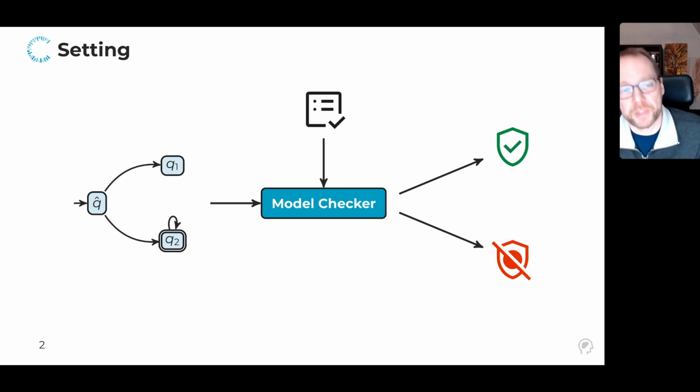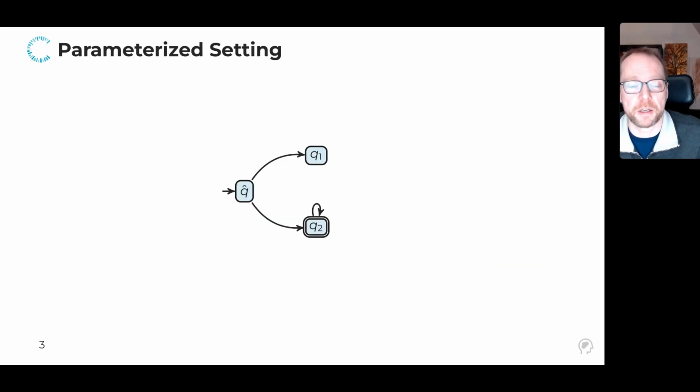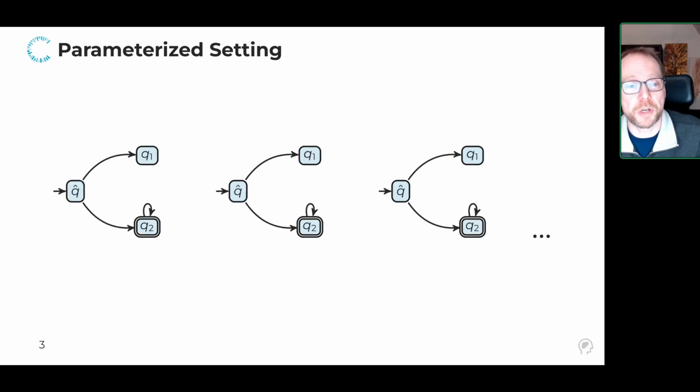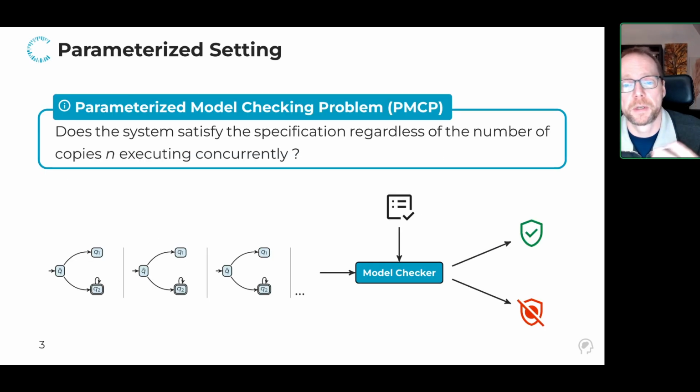This is, let's say, easy for a finite state system, but in our setting, we want to have such a process, and then we want to execute maybe 2, maybe 3, or an arbitrary number of processes in parallel. And then we want something like a model checker that tells us whether a specification holds, regardless of the number of copies that execute the program concurrently. This is what's called the parameterized model checking problem.